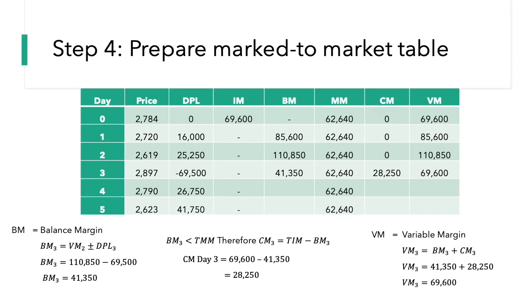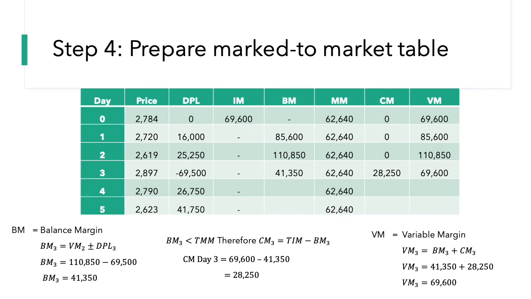Next, you need to compare the balance margin day 4 with the maintenance margin. The balance margin is higher than the maintenance margin. So 96,350 is higher than 62,640, so your call margin is equal to 0. So variable margin day 4 is equal to balance margin day 4, which is 96,350, plus call margin day 4, which is equal to 0. So variable margin day 4 is 96,350.